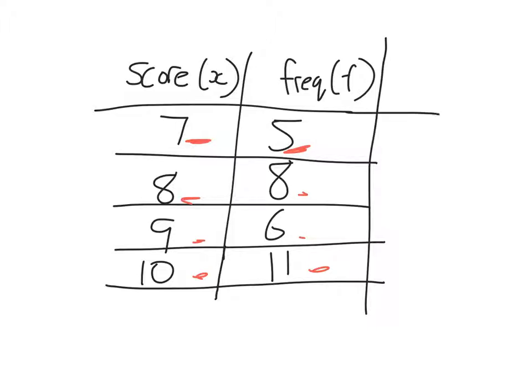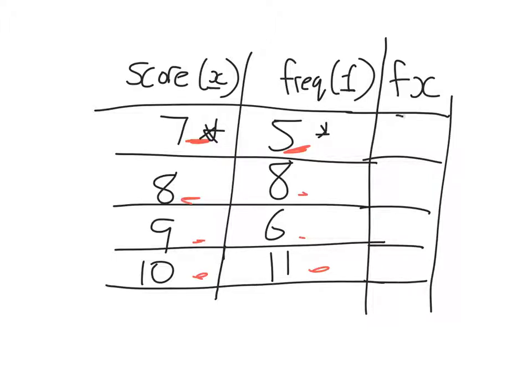So what we do is we add another column that is f times x. F is the frequency, x is the score. So we times this number and this number together, and that makes up a new column. So 7 times 5 is 35.